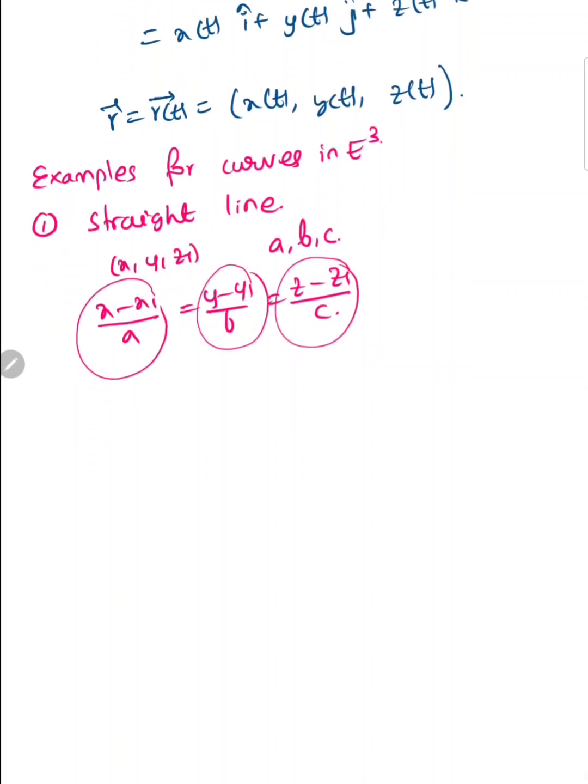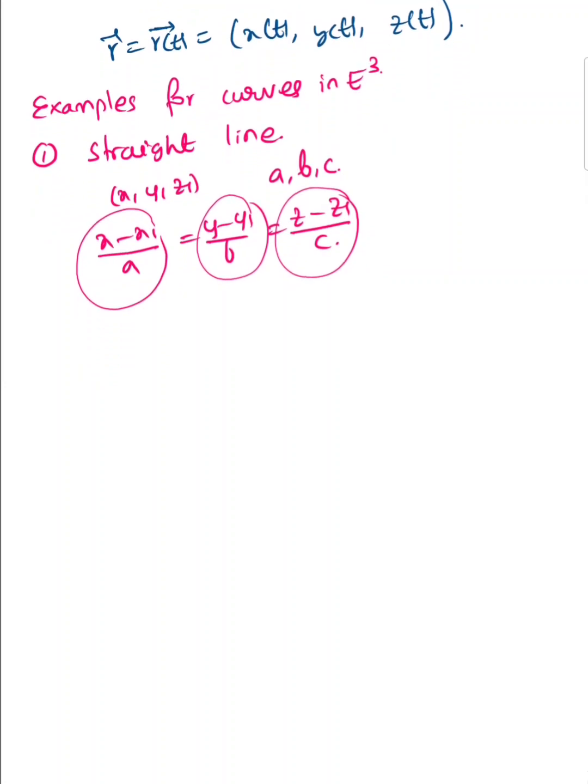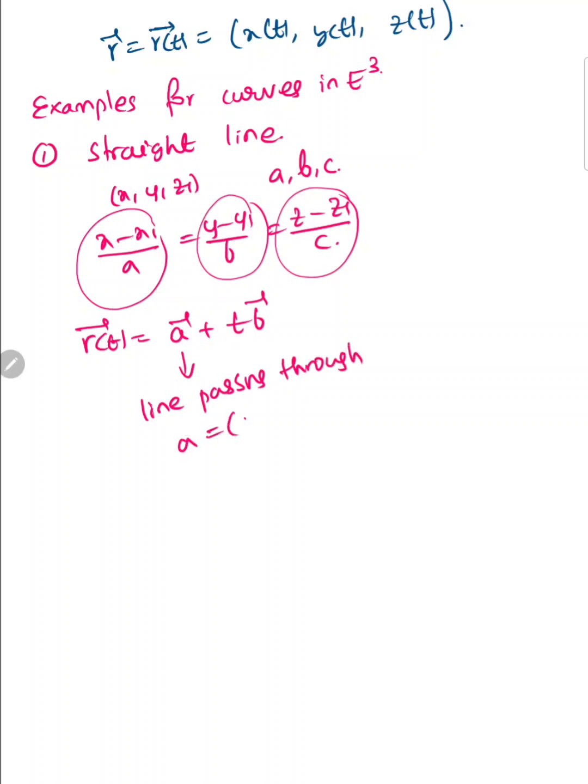But in vector form, the equation of a straight line in three-dimensional space can be written as r of t is equal to a plus t b, where t is a single parameter and a is a point such that the straight line is passing through this point, a equal to a1, a2, a3, which is the ordered triplet.